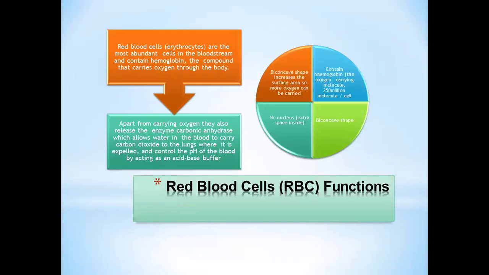Let's talk about red blood cells. Function: red blood cells, erythrocytes, are the most abundant cells in the bloodstream and contain hemoglobin, the compound that carries oxygen through the body. Apart from carrying oxygen, they also release the enzyme carbonic anhydrase, which allows water in the blood to carry carbon dioxide to the lungs, where it is expelled, and they control the pH of the blood by acting as an acid-base buffer.